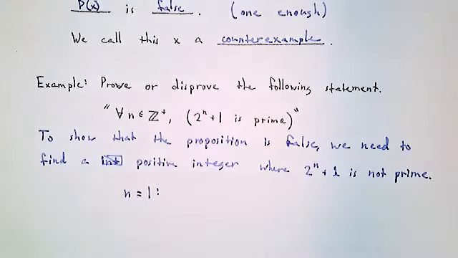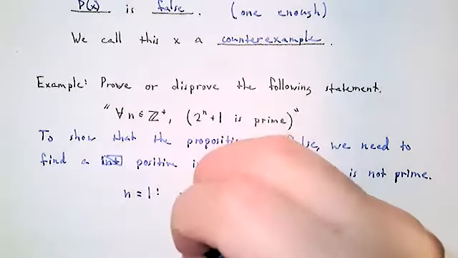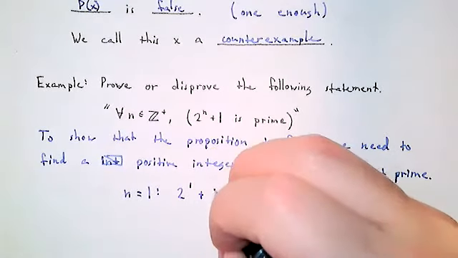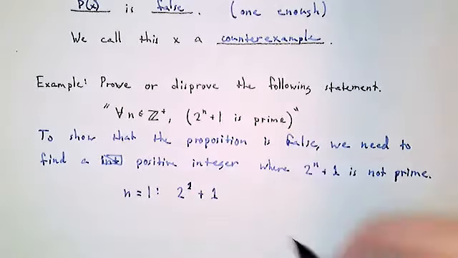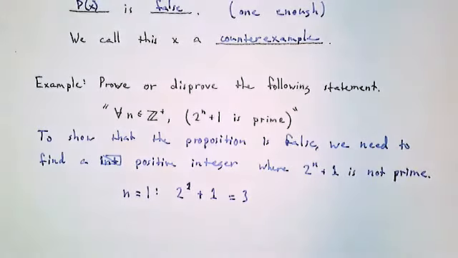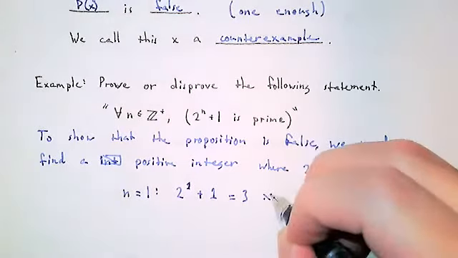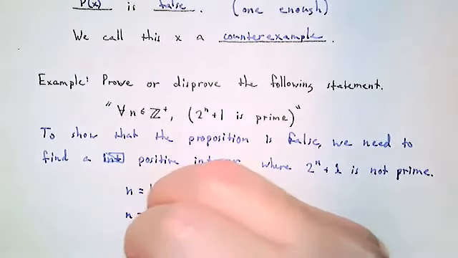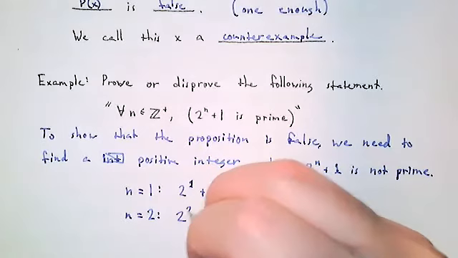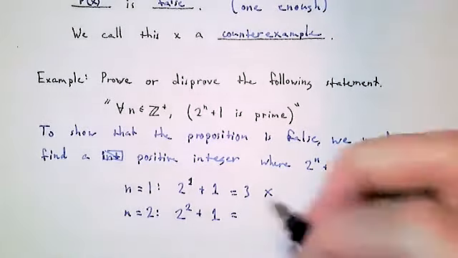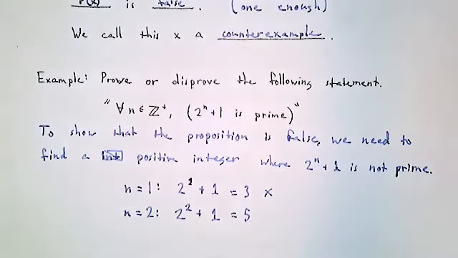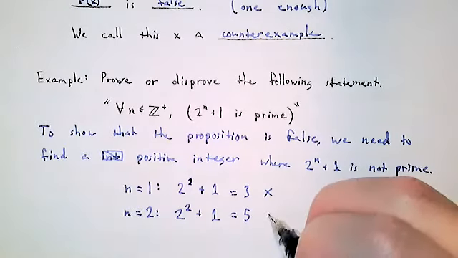Maybe I can plug in n equals 1 into the expression. So what is this? 2 to the first power plus 1. That's 3. Is 3 prime? Yes, so this isn't what we're looking for. That one won't work. What about n equals 2? So 2 squared plus 1. What is that number? 5. Good. Is 5 prime? Yes, so that one doesn't work either. We have to keep on going.